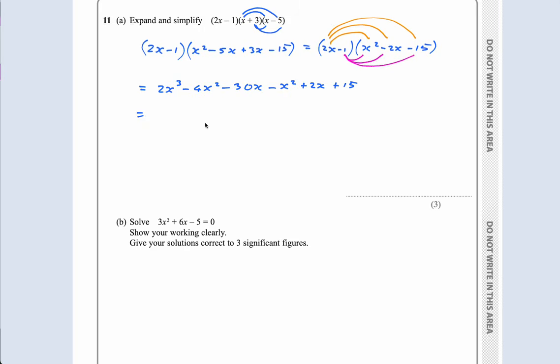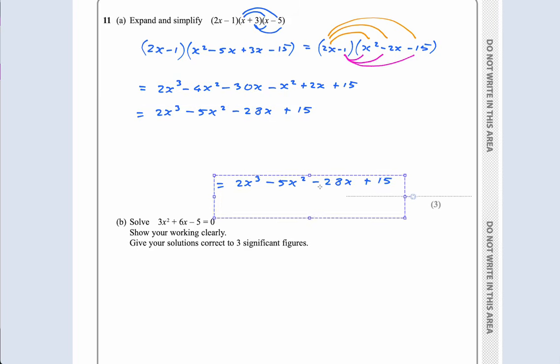This gives me 2x cubed minus 4x squared minus x squared is minus 5x squared. Minus 30x plus 2x is minus 28x, and then finally plus 15. Do I need to write it down there? No, but watch this. There we go.